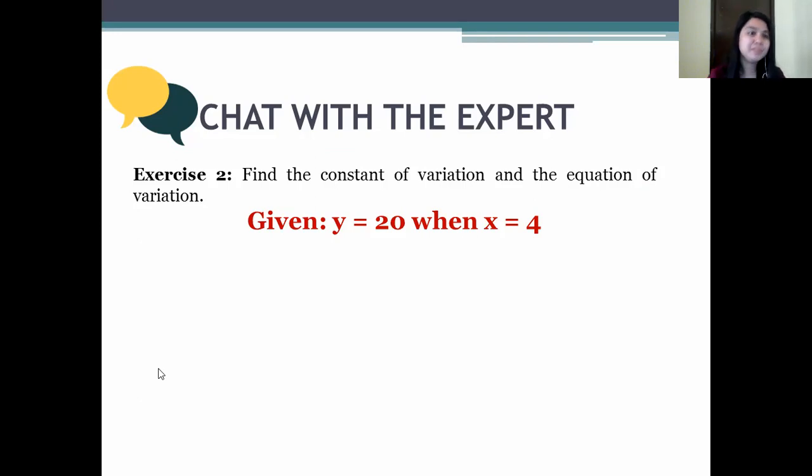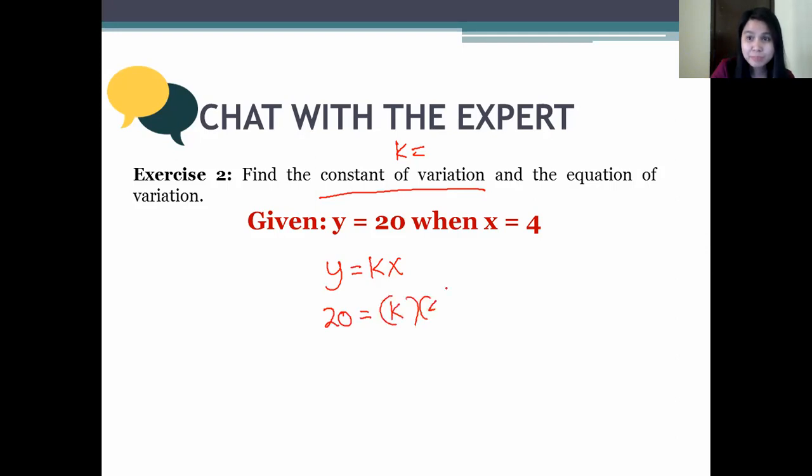Oh, very good. We still need the constant of variation. Remember, I'm still asking for the constant of variation, or k. I'm not yet asking for the equation. Now let's substitute. y is equal to k times x. Let's substitute. Very good, Carmela. 20 equals k times 4.